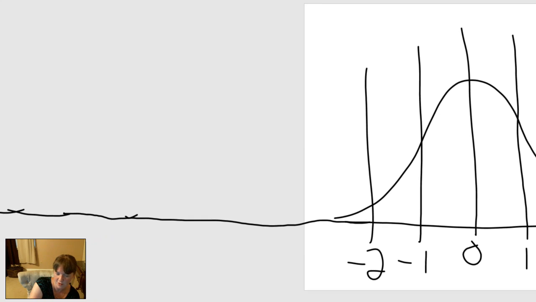Oh no, there goes my graph. Wait, where's my graph going? Oh no. Oh my goodness.